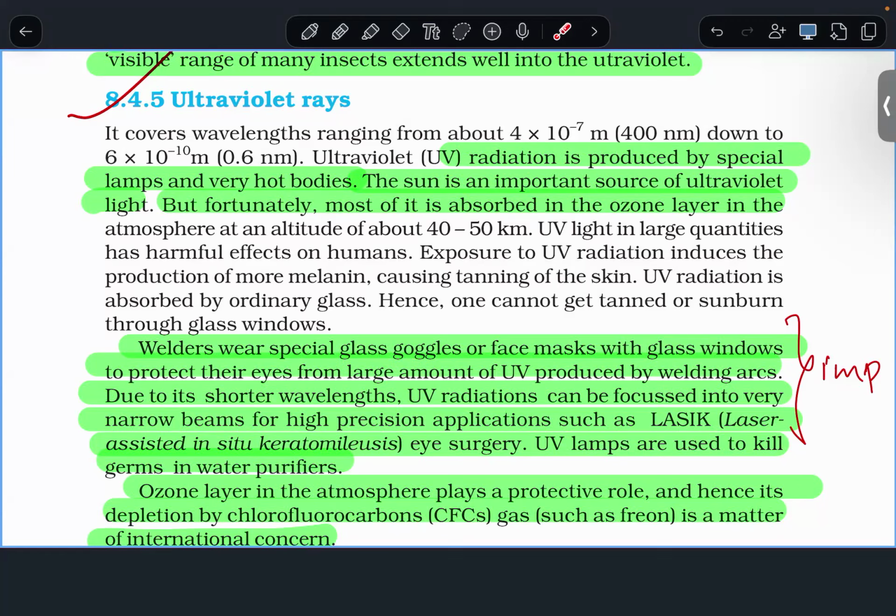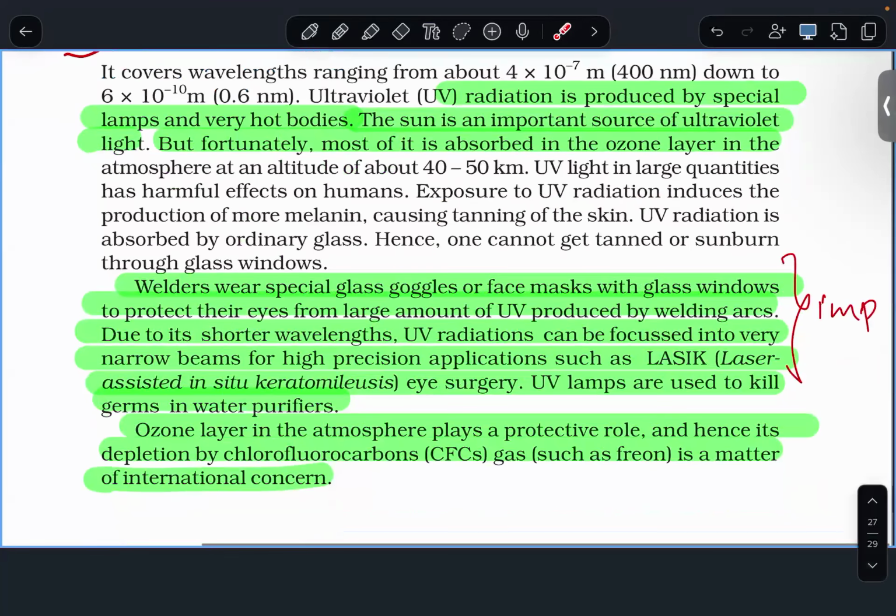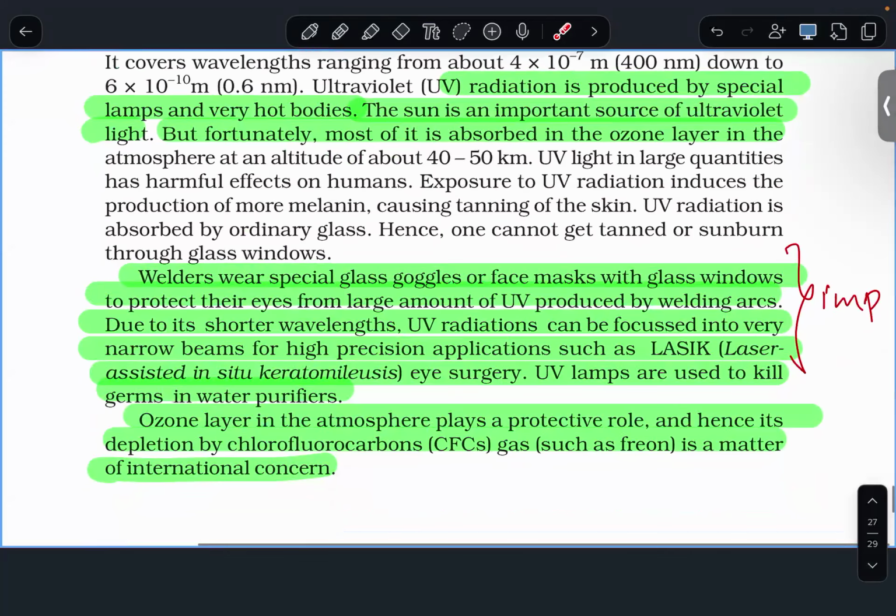Exposure to UV radiation induces the production of more melanin, causing tanning of the skin. UV radiation is absorbed by ordinary glass, so one cannot tan or sunburn through glass windows. So welders wear special glasses or face masks with glass windows to protect their eyes from a large amount of UV. That you already know.